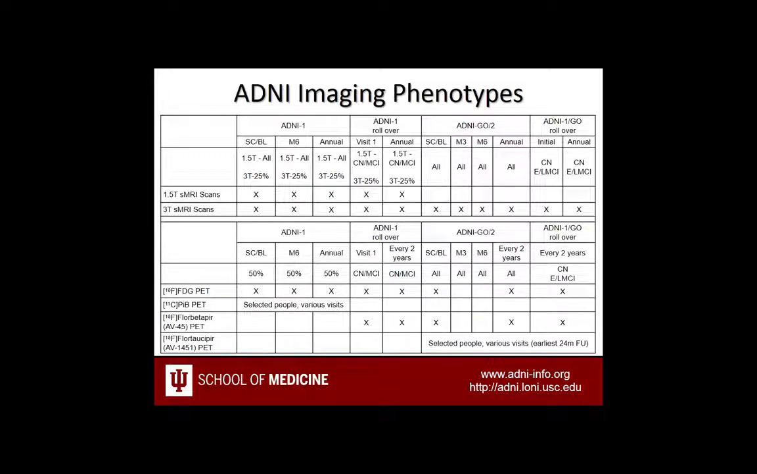Flortaucipir, or AV1451, or whatever you want to call it, has recently been started. It was started maybe a couple of years ago, and the earliest follow-up visit in people from ADNI2 was about 24 months in. Some of the people were already 10 years in, some ridiculous amount, if they were ADNI1 rollovers. So there are now approximately, I want to say, about 170 people who've had flortaucipir PET, but those have only been very recent.